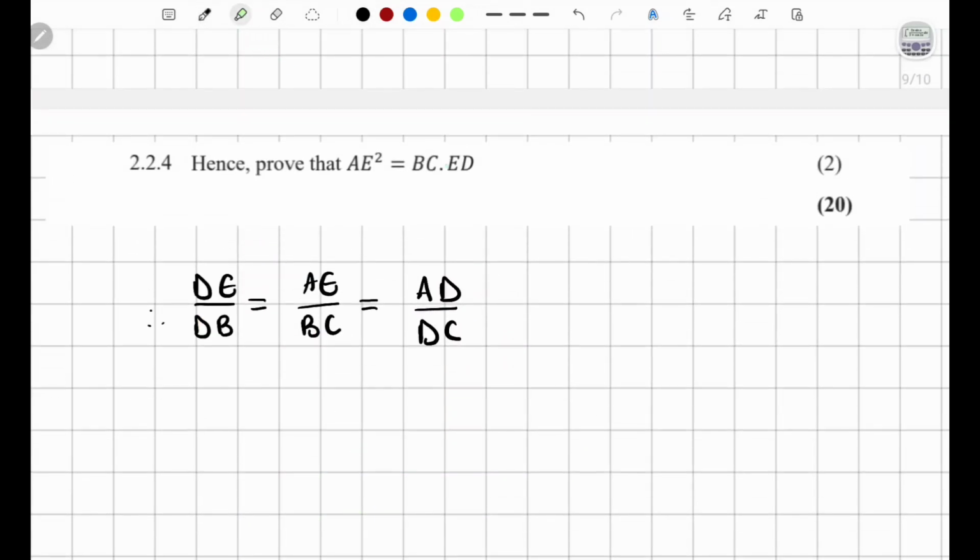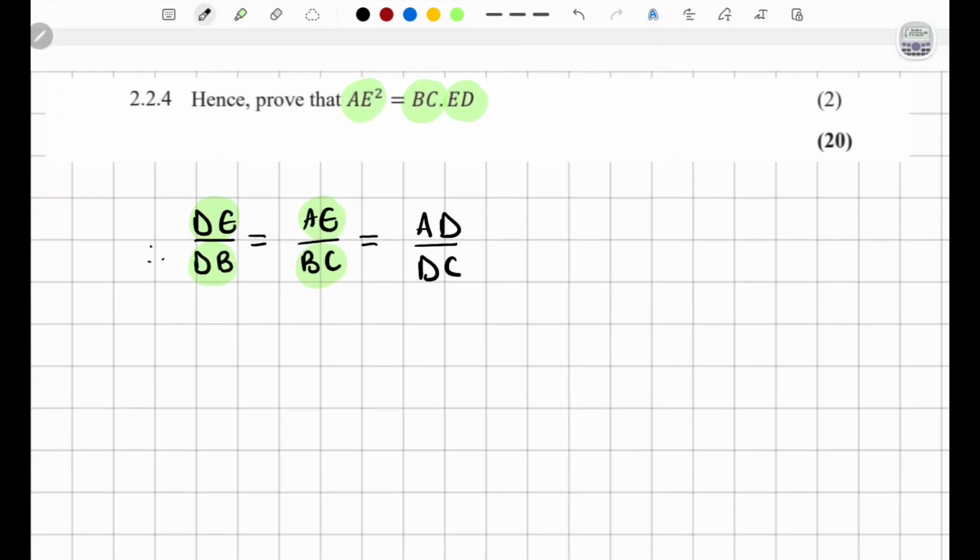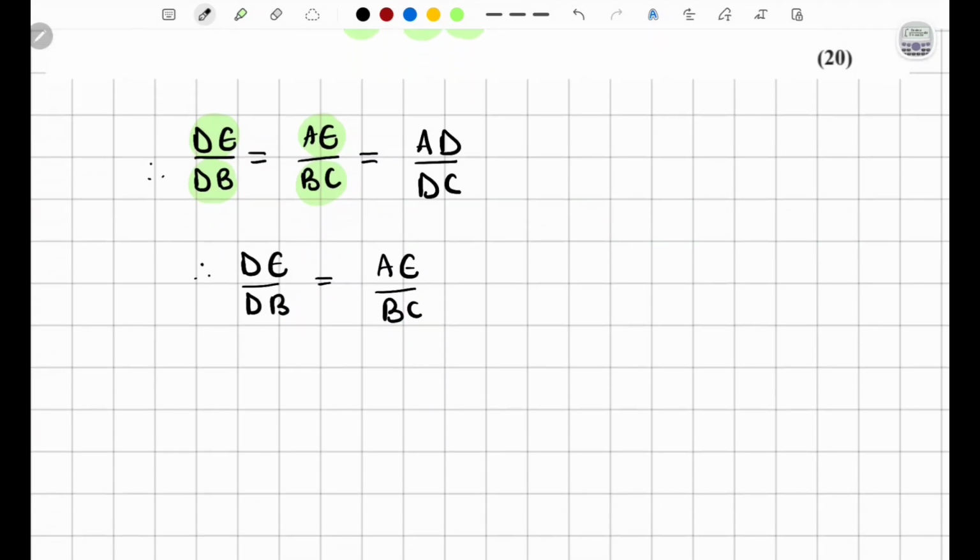Okay, so as you can see, you have BC, we're going to take BC. You have ED, we're going to take ED, right? But then you have AE squared, and that's not a problem because here we have AE, and we know that DB is also equal to AE. Okay, so there we can just take these two proportions. We're telling them that DE over DB is equal to AE over BC. And this is, of course, from the similar triangles.